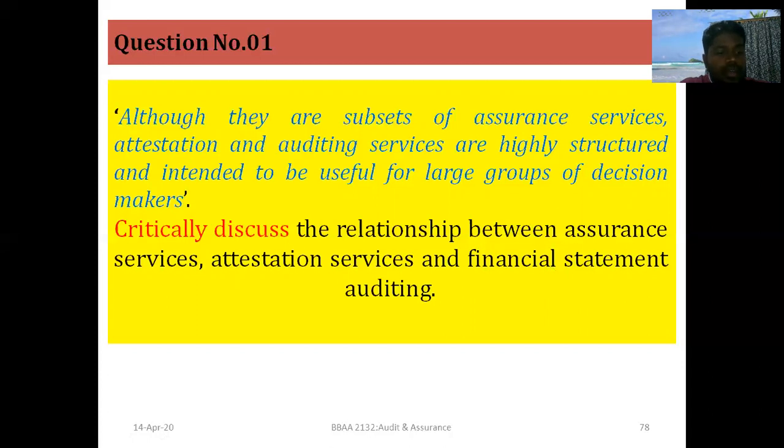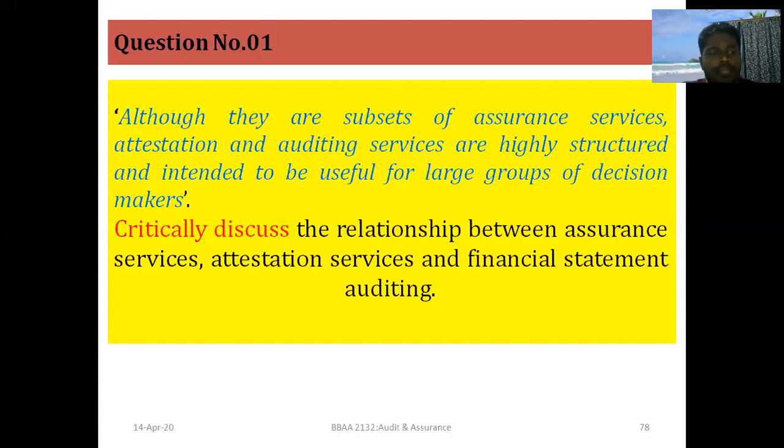Here, on the previous slide, you have the meaning of assurance services. You can give 2 points, because you can assume the total marks is 12 for your final paper. First you should say the assurance services are independent professional services that help to improve the quality of information. That's the first point you should say.